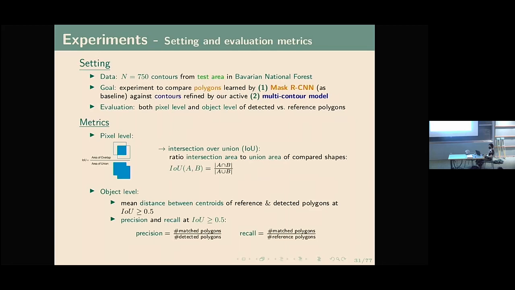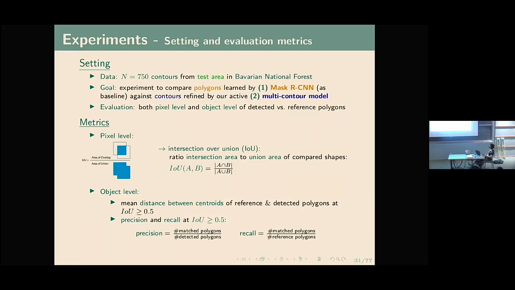On the pixel level, we use the popular intersection over union metric, which measures the similarity of two pixel masks and is expressed as the ratio of the area of their overlap to the area of their union, as shown in that cute little picture. On the object level, we consider a pair of ground truth and detected polygons as matched if their IOU, intersection over union, is at least 0.5.